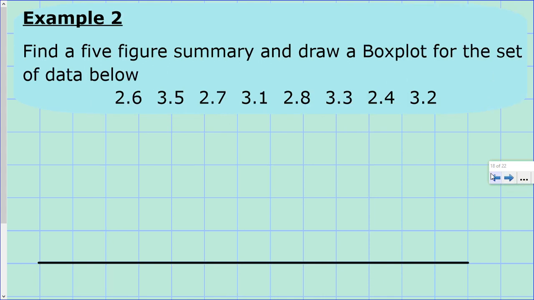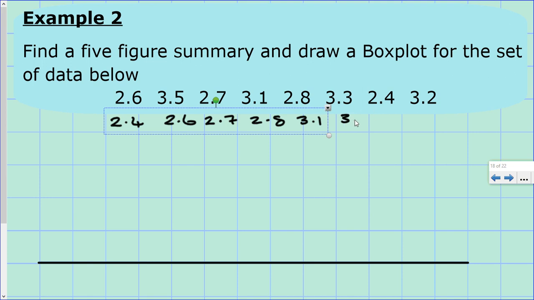Now I'm going to do one more with you, and then you're going to maybe try it yourself. So it's find a 5-figure summary and draw a box plot for the set of data below. So the first thing you need to do is put them in order. So we've got 2.4 and 2.6, 2.7, that's not changed, 2.8, 3.1, 3.2, 3.3, and 3.5.